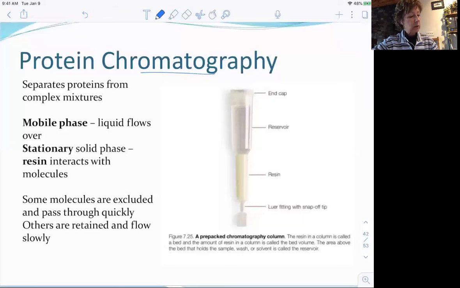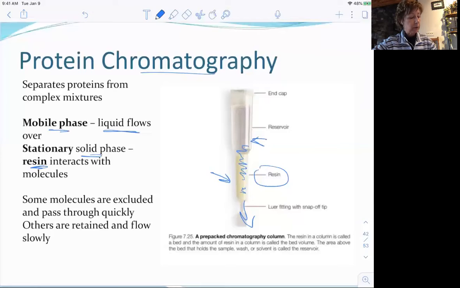So we use what's known as column chromatography, where we have a liquid phase, a mobile phase, that flows over a stationary phase, and a resin will have some property that interacts with the molecules. There are several types. The idea is that the molecules are going to interact with the resin here. So you're going to apply your protein in the liquid phase. It'll run through, it'll interact with the resin, and things are going to flow through.